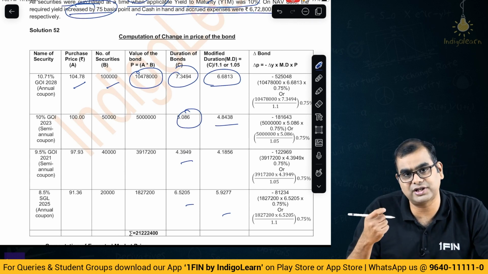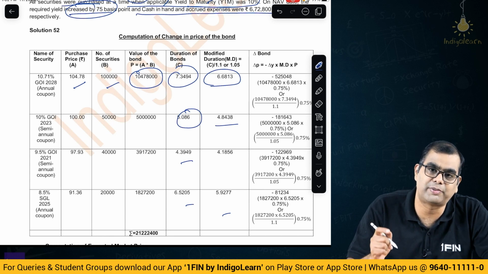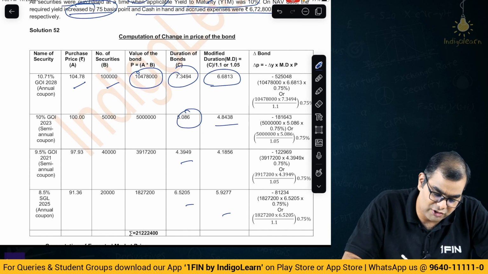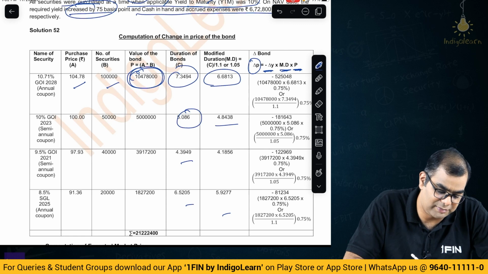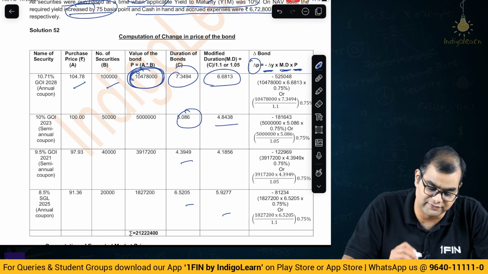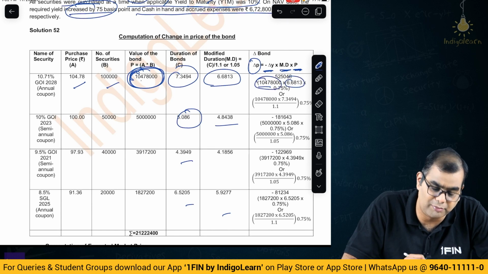After that, when the interest rate changes, you use the duration to compute the change in price because of the change in interest. Change in price is minus change in yield, which is minus 75 basis points, into modified duration, into the price. Instead of multiplying with the price, you can multiply directly with the value of the investment itself. So you take 1,04,78,000, the value of investment, into the modified duration, into 0.75%.